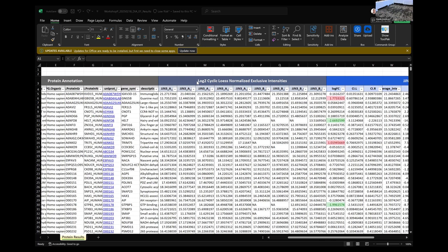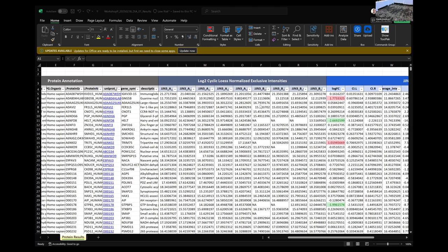So we did log2 transformed and then the cyclic loess normalization for all. In this case, this is a subset, just 10 samples. This is just the JJN3, which I guess is a lung cancer cell line, myeloma cell line comparison between these two groups. And so you can see that it's got all those normalized intensities here.